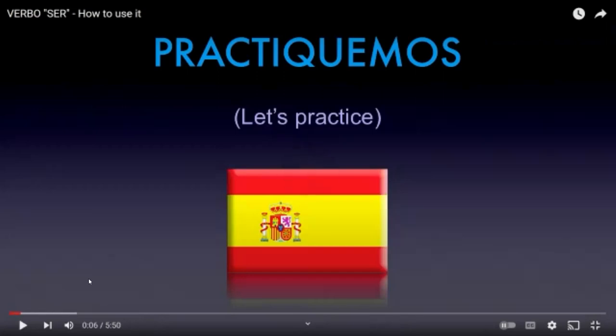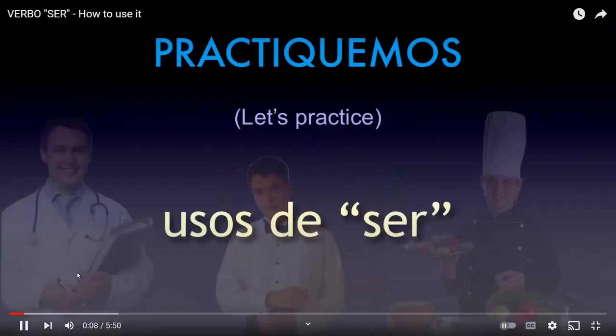Practiquemos. And if you want to use this later, you're going to get a link for this in the email. You can play it again and practice saying the words after you hear the examples here. Okay. Usos de ser. Uses of ser. Why we use it. What context do we use it in? What situations do we use it in?